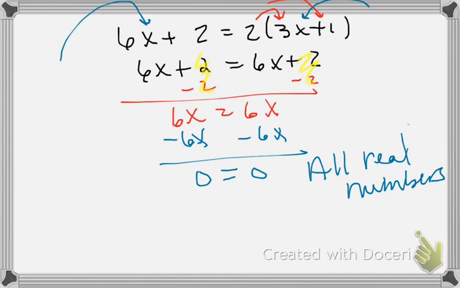So, like we discussed before, and I did the video not too long ago, when the variables are gone and you just have numbers, if they are true, so if 0 equals 0, then it's all real numbers. But if they're different, then it's no solution. It means no numbers will work, whereas with all real numbers, all numbers will work. Okay?